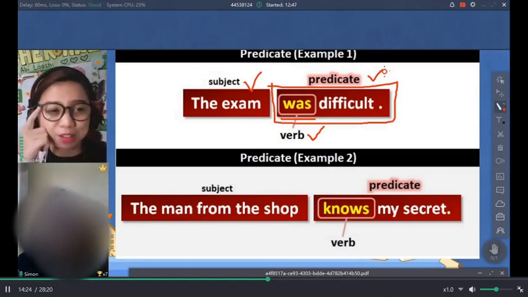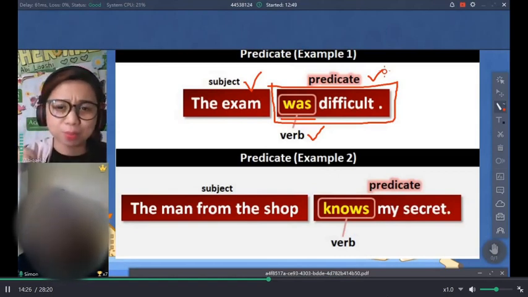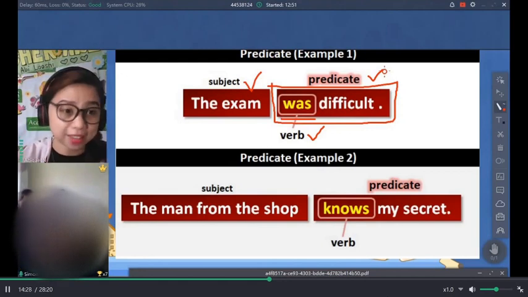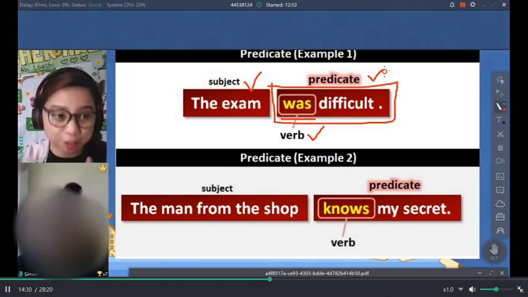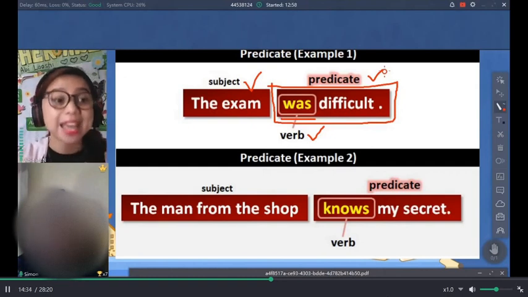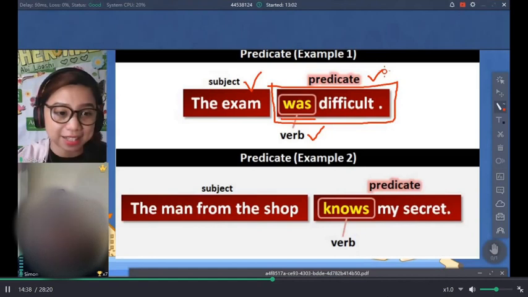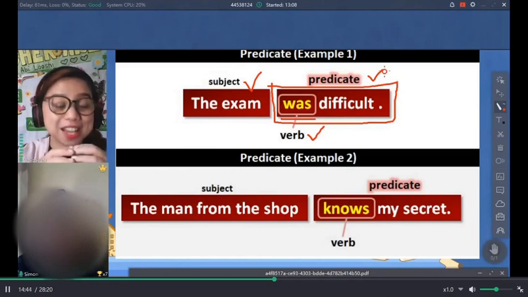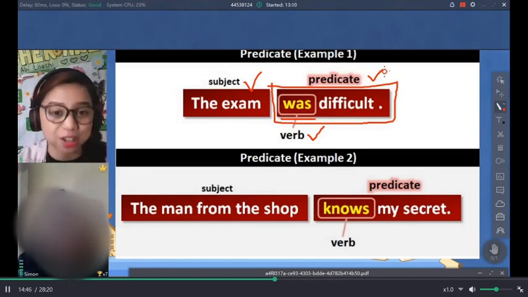Yes, you might be confused. Why is predicate a verb? No, it's not like that. Predicate is not a verb. Predicate just contains the verb and the object of the sentence. I would like to clear that predicate is not only a verb, it contains the whole action of the subject.